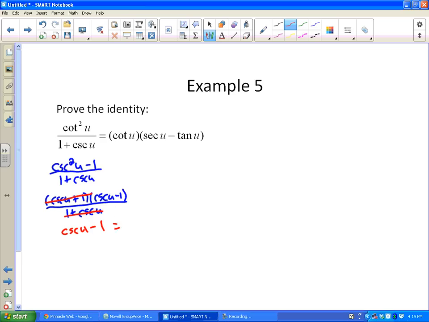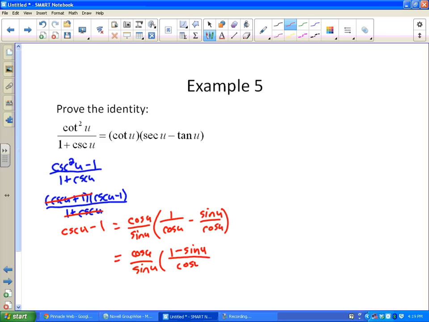So let's start working with the right side. We're allowed to do this as long as we work with one side at a time, and now I can switch and ask, what can I do with the right side of this? Cotangent u, I can change to be cosine u over sine u. And on the inside, I can make this 1 over cosine u minus sine u over cosine u. I already have common denominators, which is great. I love having common denominators. They're the best. So that makes this 1 minus sine u over cosine u.